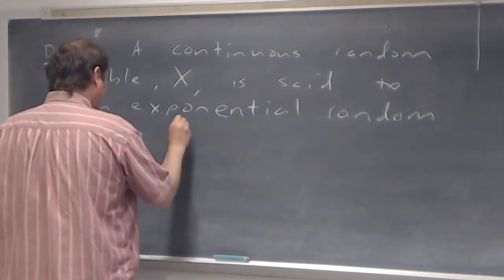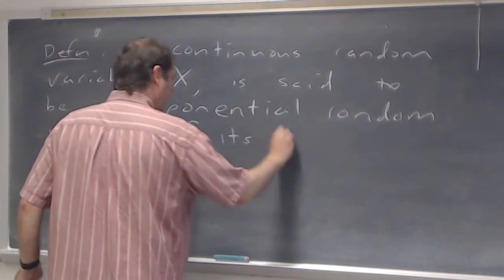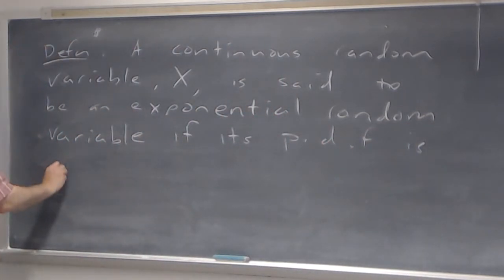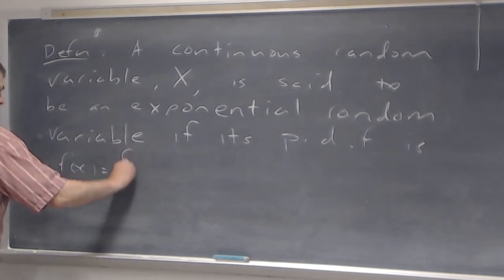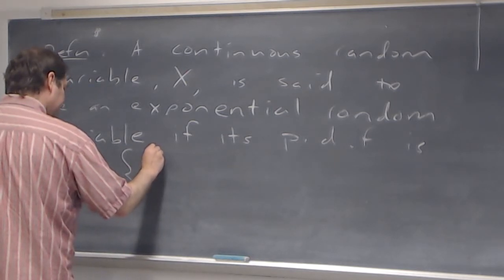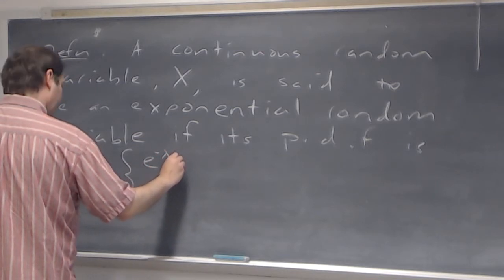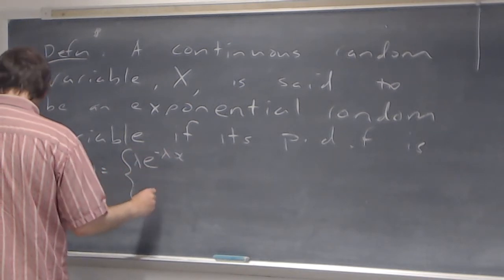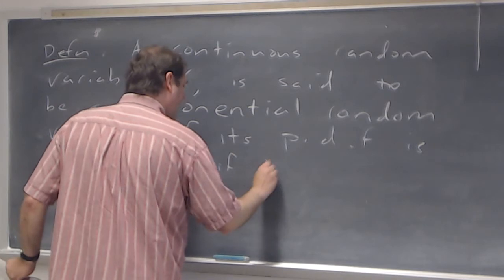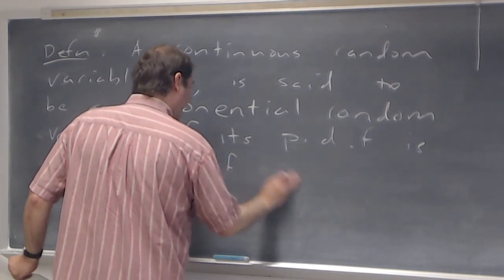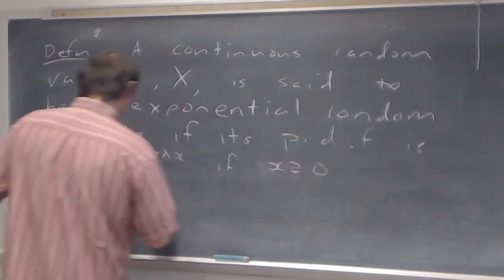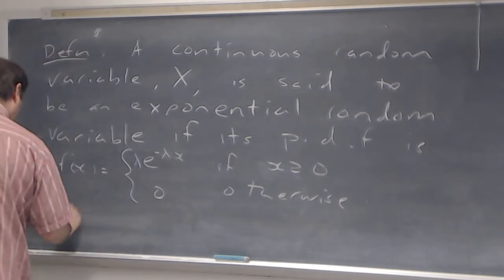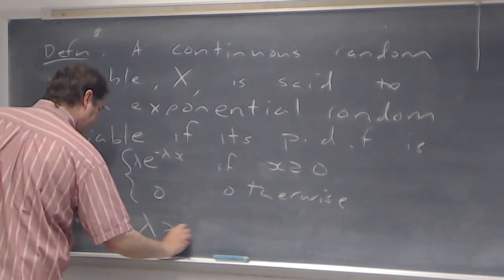if its PDF is f of x equaling, it's a piecewise defined function, e to the minus lambda x times lambda if x is greater than or equal to 0, and it's equal to 0 otherwise, where lambda is some fixed number that's bigger than 0.